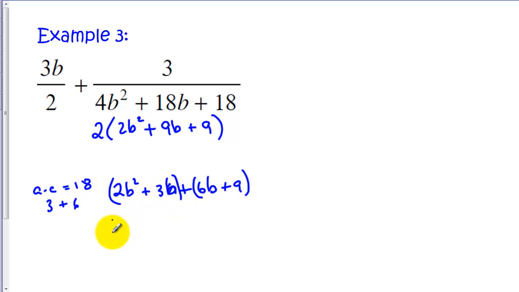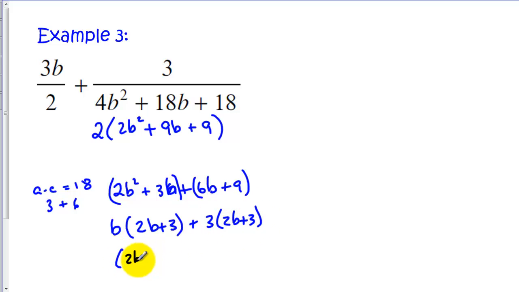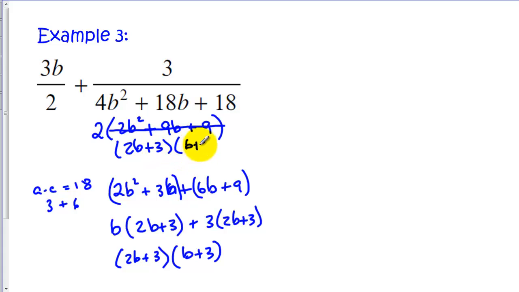GCF factor each group. And here we can take out a 3. And now they both have a 2b plus 3, so we can do another GCF factoring out that common binomial. So now this factored into 2b plus 3 and b plus 3.